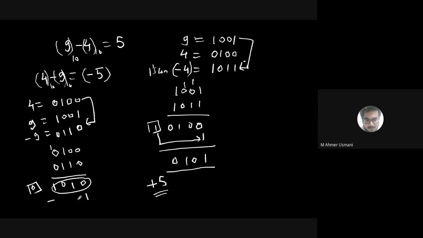So this will become 1. This 1 will become 0. This 0 will become 1. This 1 will become 0. So what is this number? 0 1 0 1. It is 5. So it will be -5. Is this clear? Yes, sir.